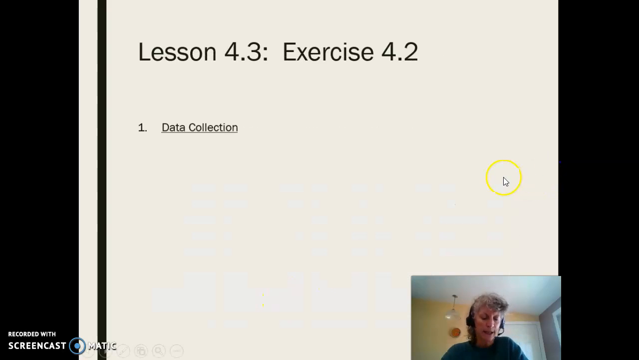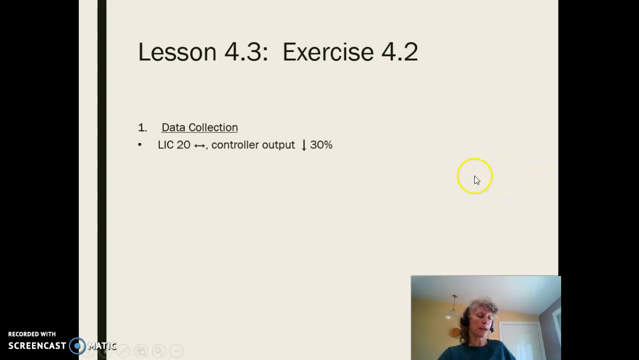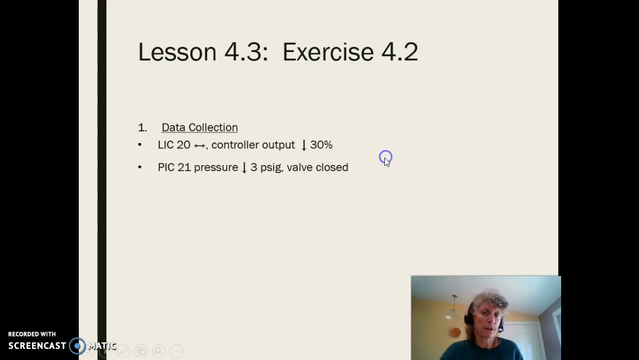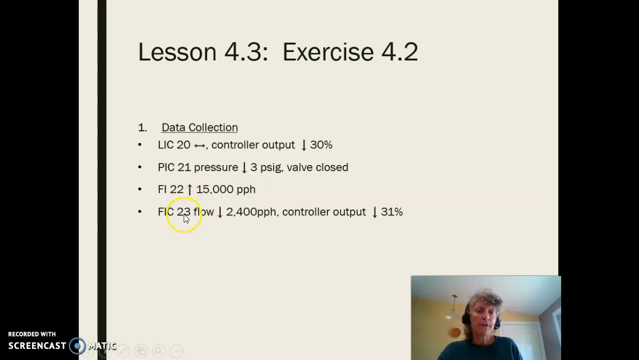Okay, so we're going to do our data collection and evaluation, kind of what I just said. So LIC 20, the actual level is correct, but the output is down by 30%. PIC 21, the pressure is down 3 PSIG, and the valve is closed, which is normal. FIC 22, which is the recycle flow, is up 15,000 pounds per hour. FIC 23 is down 2,400 pounds per hour.